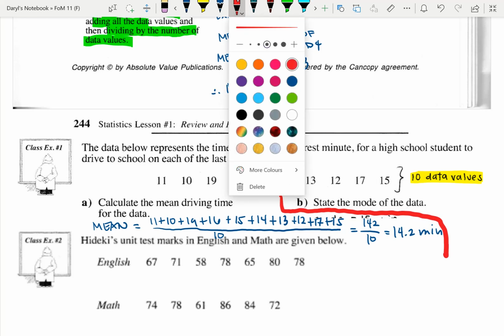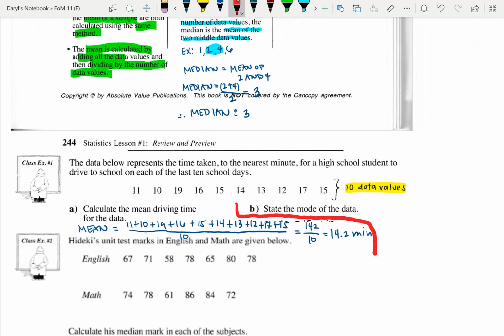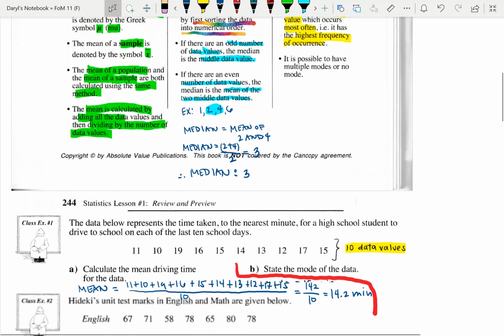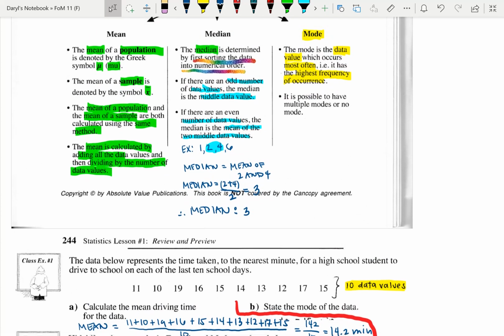So again, I'm talking about the same question. So I'm looking at this data value. So meaning 11, 10, 19, 16, 15, 14, 13, 12, 17, and 15. So if we're gonna go back to the definition of the mode, it is the data value which occurs most often.